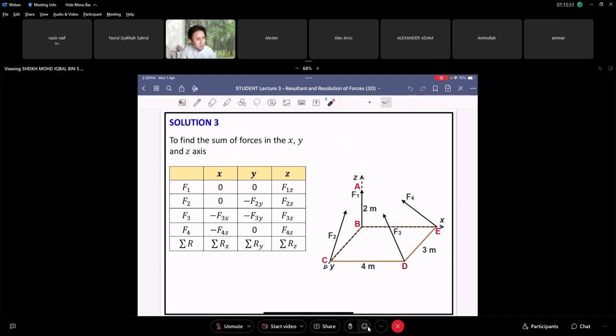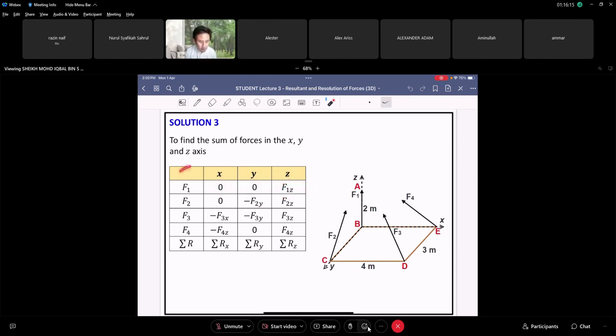It can be a bit confusing for you. If you do it wrongly, you will have your marks deducted, and it's also hard for me to mark that kind of solution. It's easier for me if you make it into a table and just show me for force one here 0x, 0y, and z direction, and so on.